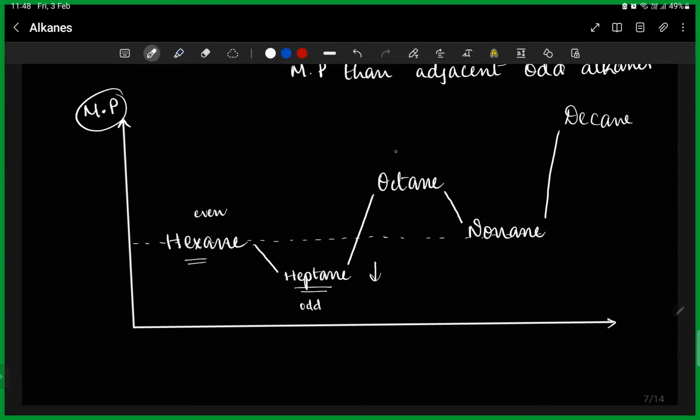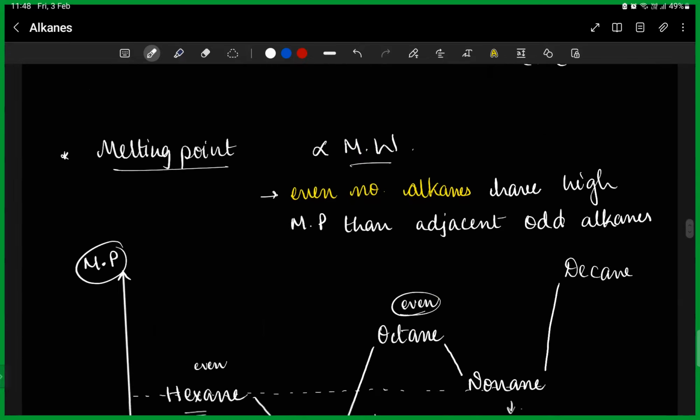So let's see octane. Octane is again even, so it is higher, and again nonane is down. So an alkane containing an even number of carbons has a greater melting point than the adjacent alkanes containing an odd number. So nonane and heptane will have lower melting points than octane. Okay, so this is an example.